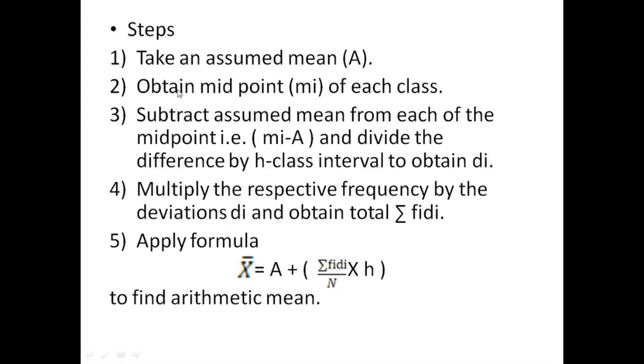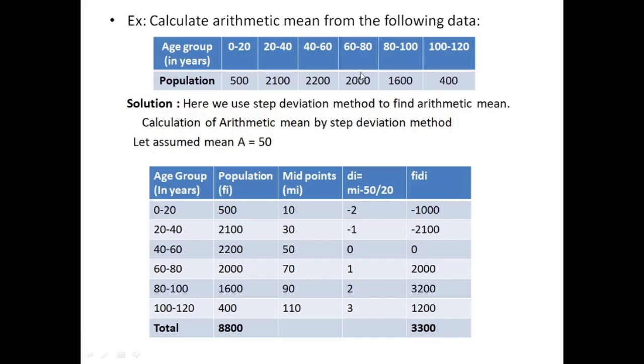The next step is to obtain the midpoint mi of each class. So we write these two rows into columns as they are, age group in years and population fi. Then the next column is the midpoint, that is mi. Midpoint is upper limit plus lower limit divided by 2. Midpoint for this class 60 to 80 is 60 plus 80 is 140, and 140 divided by 2 is 70. So its midpoint is 70.